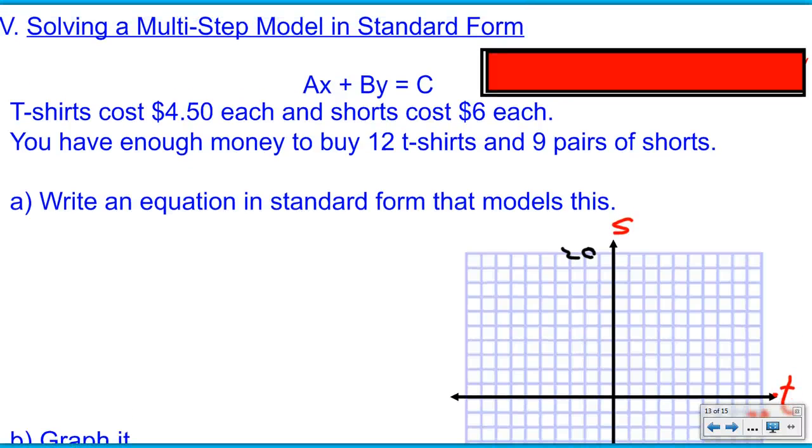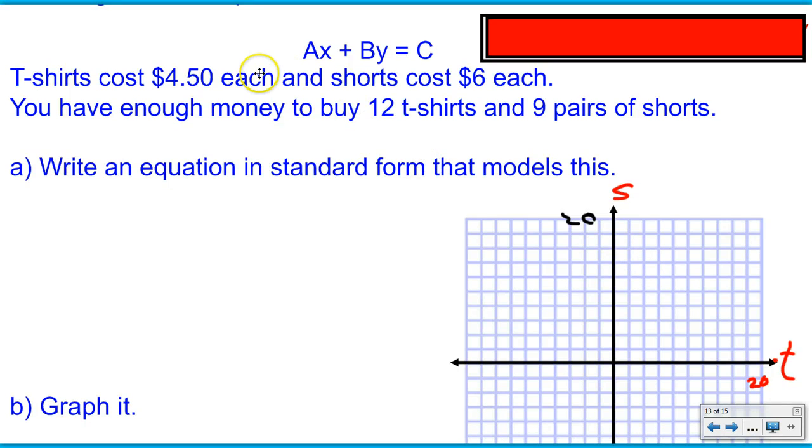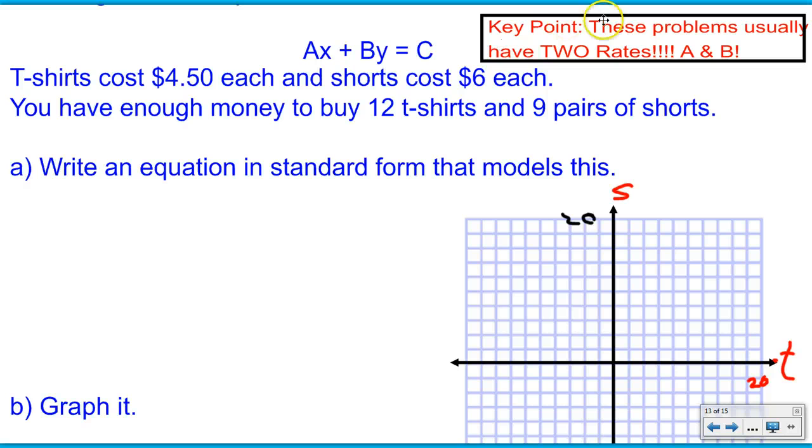Okay? So we see some valuable data here, right? And what do we notice about $4.50 each for the t-shirts? And shorts are $6 each. Wow, we notice we have not 1 but 2 rates. So this is where the standard form equation is super helpful. We use it in problems where we have 2 rates. One rate could be A, the other rate could be B, right?